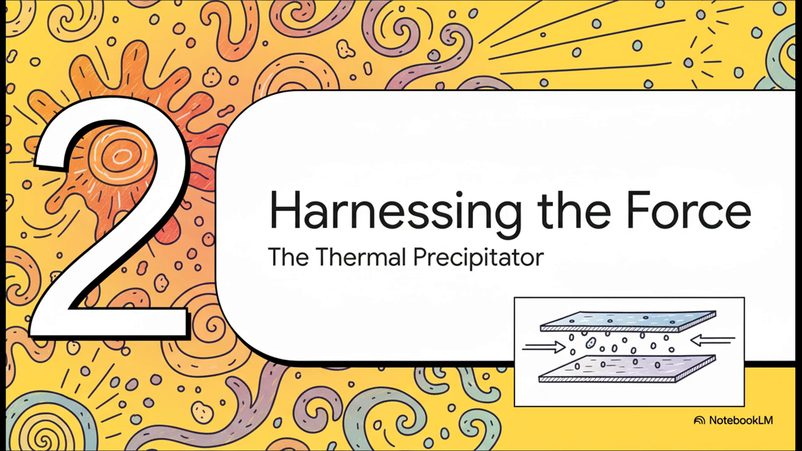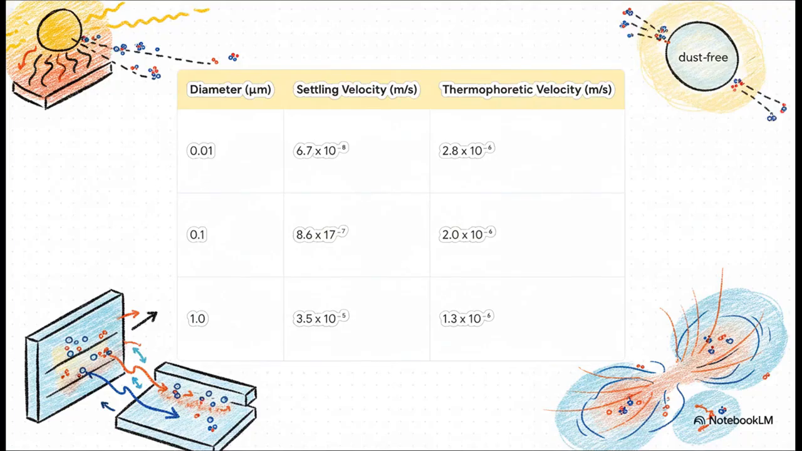Okay, so you've nailed the theory. What's next? You gotta show you understand how we actually use it. And the classic, most important application of thermophoresis is a device called the thermal precipitator. So why do we even bother with a device like this? Well, this table tells the whole story. Just look at the numbers.